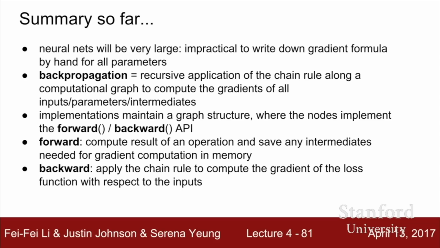And we've also talked about how, in this graph structure, each of these nodes can be seen as implementing a forward and backwards API. In the forward pass, we want to compute the results of the operation, and we want to save any intermediate values that we might want to use later in our gradient computation. Then in the backwards pass, we apply this chain rule: we take this upstream gradient and multiply it with our local gradient to compute the gradient with respect to the inputs of the node, and we pass this down to the nodes that are connected next.